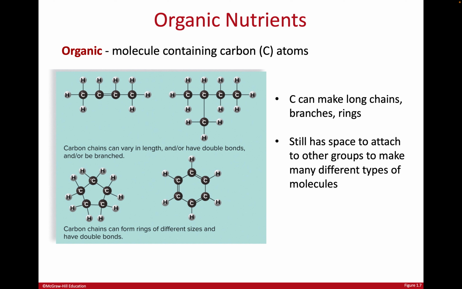On the bottom, you can see carbons can make ring structures, so single bond rings, double bond rings. And even in those structures with the rings, it can attach to other atoms. Those atoms don't have to be hydrogen. They can be other groups called functional groups, which I cover in a different lecture, giving each of these carbon skeletons different characteristics. And that's what makes different types of molecules.